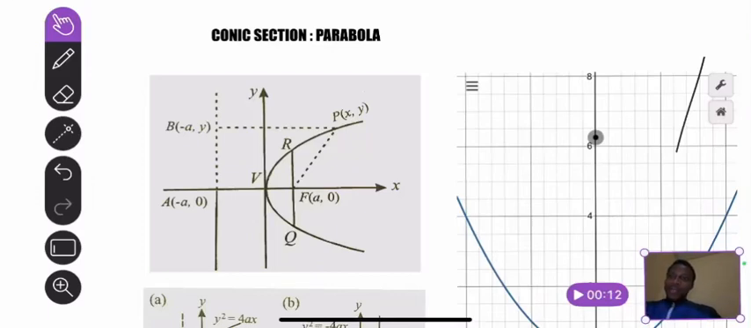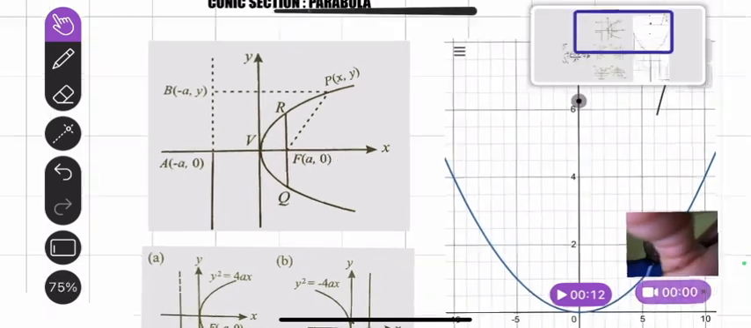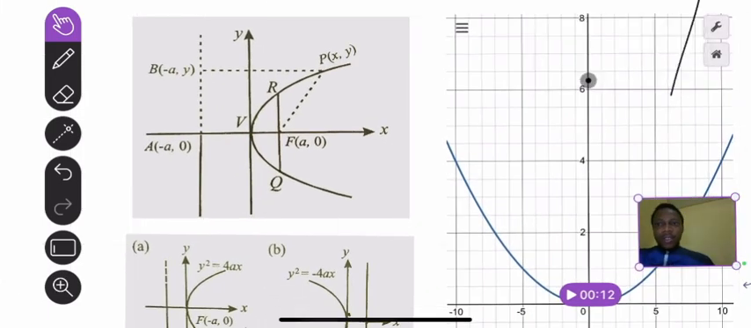Welcome to Mathematical Universe. In this universe, we'll be looking at conic sections, and to be specific, we'll be dealing with parabolas. So, what is a parabola? Now, on my screen, you get a graph of a parabola. You see a small sketch of parabolas here. But before we look at the sketch, let's talk about what a parabola is.